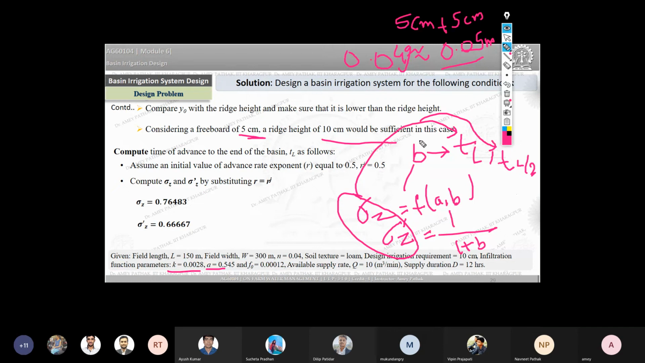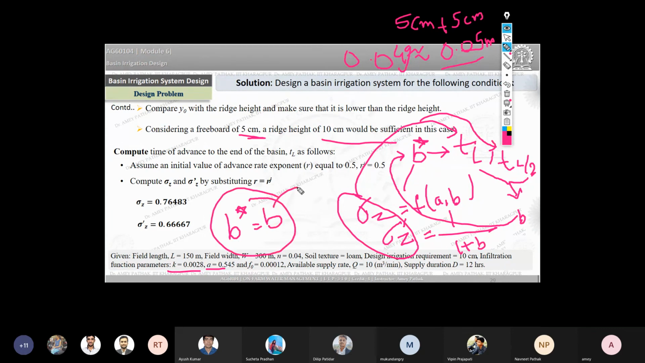Now, using this assumed value of B star, we'll also get B. If this B and B star are close to each other, it means B star is correct. If it is not, then we have to substitute B star equal to B here and redo this calculation. Whenever we get B star equal to B, that is our correct combination. So if that is correct, our calculated TL and TL by 2 are also correct.